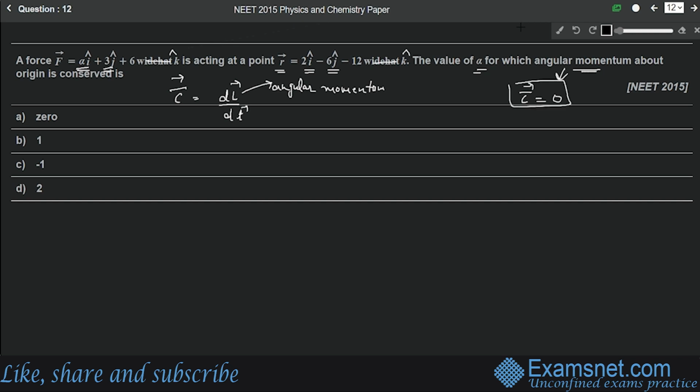And we know that torque is equal to vector R cross vector F. So vector R cross vector F should be equal to 0. Let's find out the value of vector R cross vector F first, that means position vector cross force. How do we find the cross product? Here we write i cap, j cap, k cap. For the position vector, the x component is 2, then minus 6 for j cap and minus 12 for k cap.